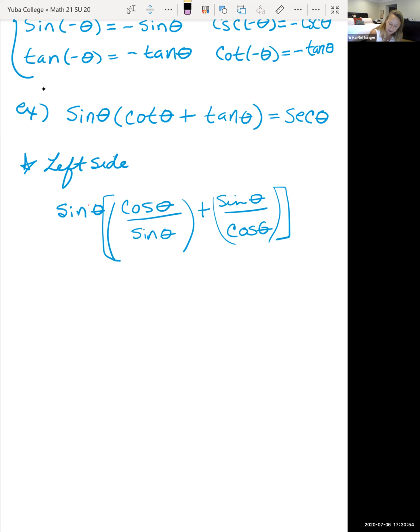So if you distribute to both pieces, notice that when we distribute the sine theta to cosine theta over sine theta, those sine thetas cancel, and you're just left with a numerator of cosine theta. Plus, this time when we distribute sine theta to sine theta over cosine theta, nothing cancels, and so we're left with sine squared theta all over cosine theta.